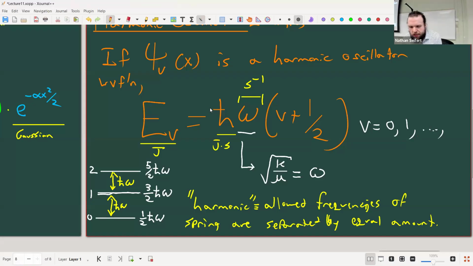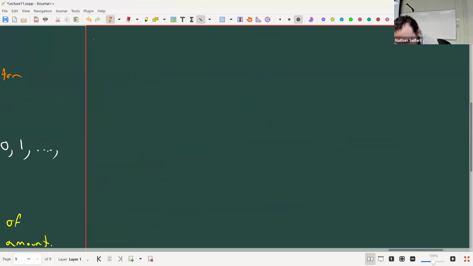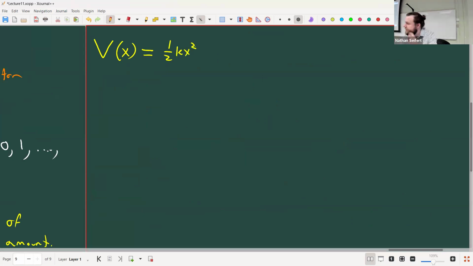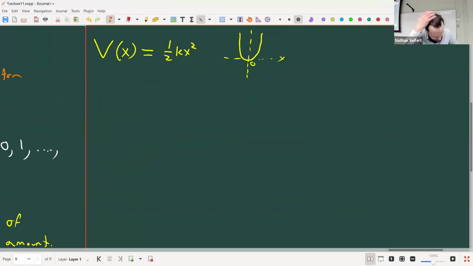So the first thing I want to look at, right? So we've got this V of x, 1/2 kx squared. Right, that's our potential. It just looks like a quadratic at x equals 0, centered at x equals 0.